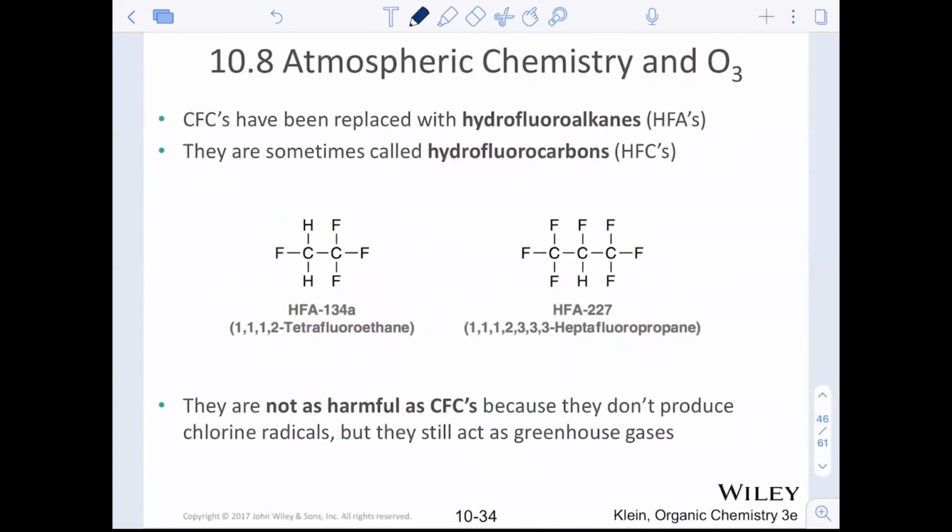CFCs have been replaced with other alternatives. These are not as harmful because they don't have chlorine, right? A chlorine radical is not produced. And so therefore they are not as harmful for the depletion of the ozone layer, but they still are acting as greenhouse gases. That's a different subject for another day.